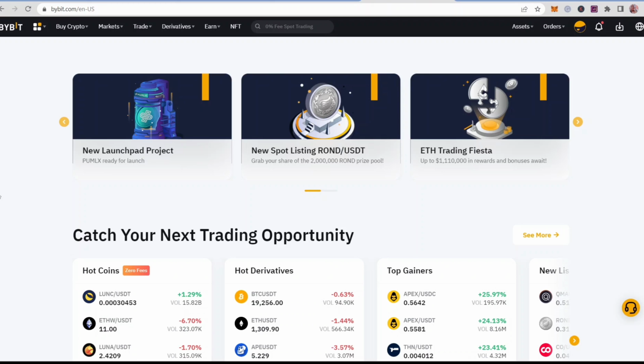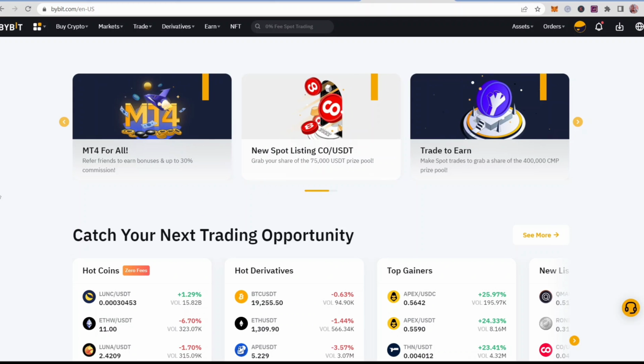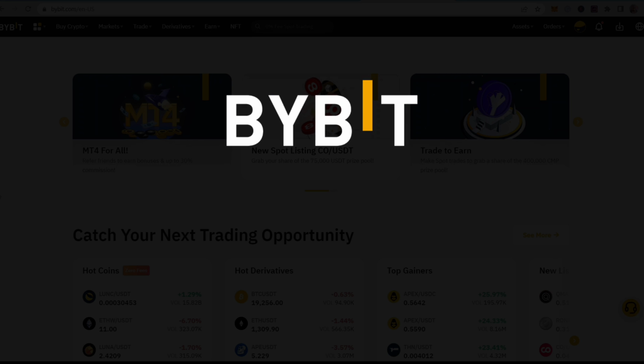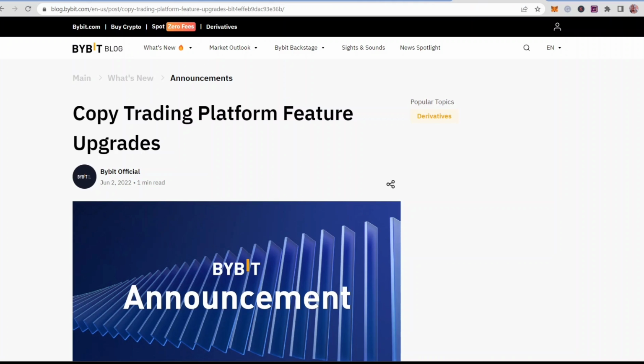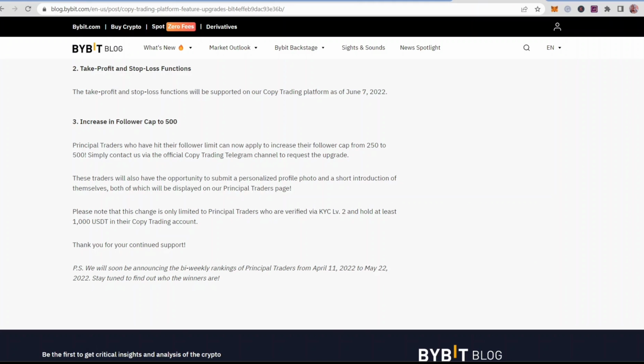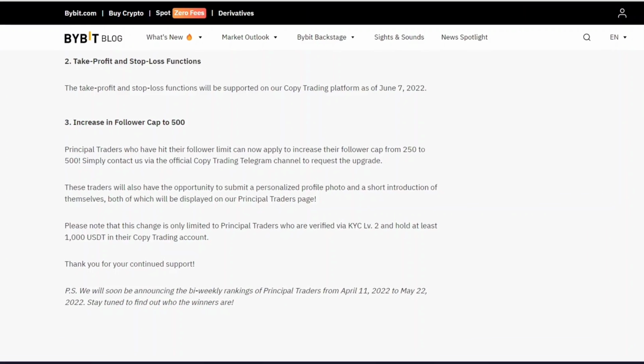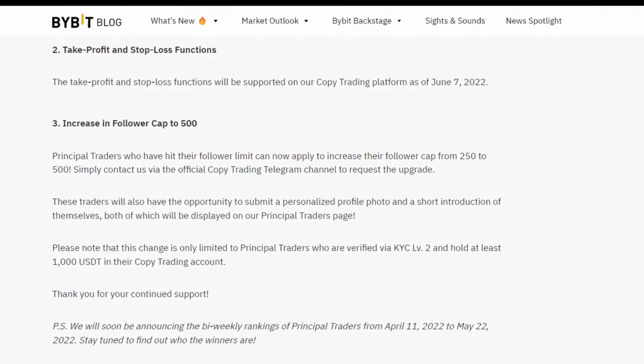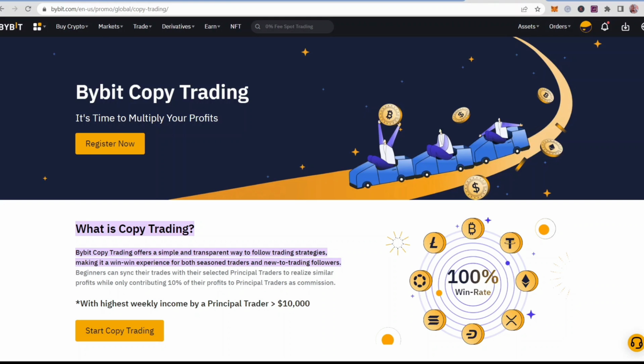Although there are other copy trading platforms, the exchange we'll be using is this Bybit Copy Trading platform, which is very easy to use. The Bybit Copy Trading platform aims to bring master traders, which are the principal traders, and followers a fair, transparent and win-win trading experience. And over 270,000 users have joined the system and are already making money from it.